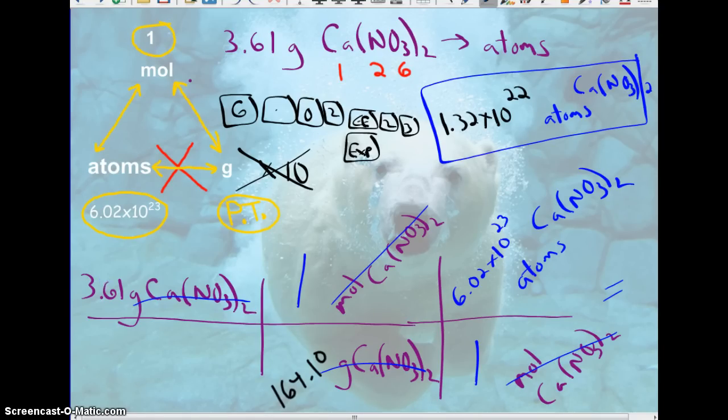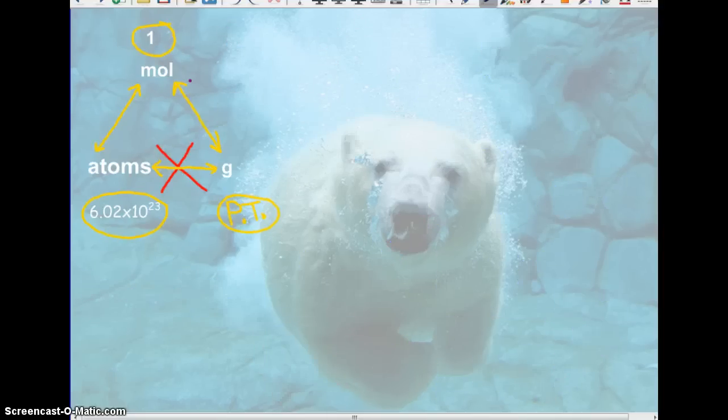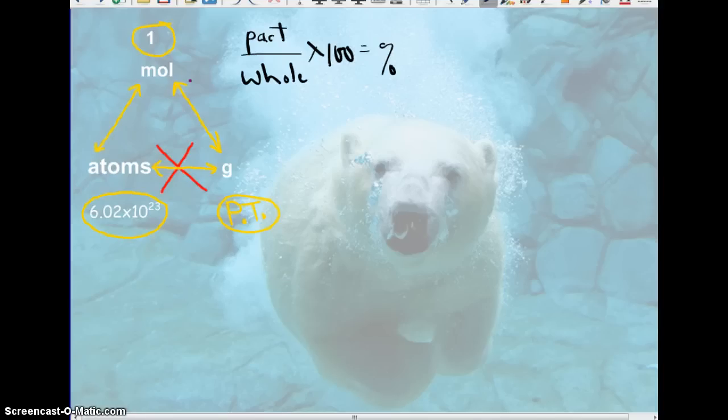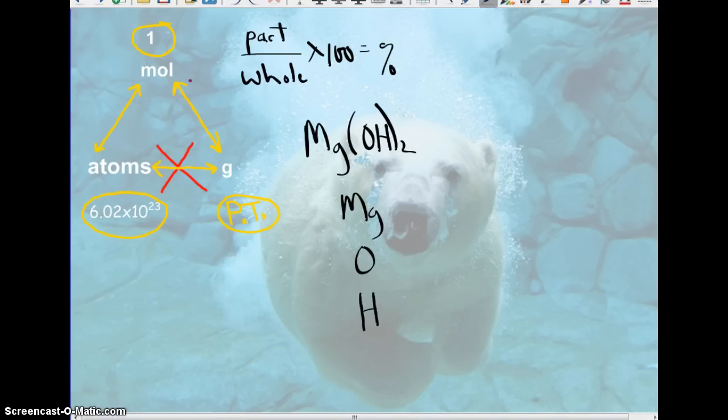And the last thing for today is molar mass, percent composition. Remember, to find that, it's always part over whole times 100. That gives us your percent. When we do this in here, we'll always go to 1 decimal spot. So let's say we were going to find the percent composition for magnesium hydroxide. So the elements I see are magnesium, oxygen, and hydrogen.